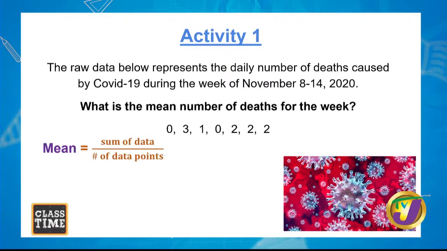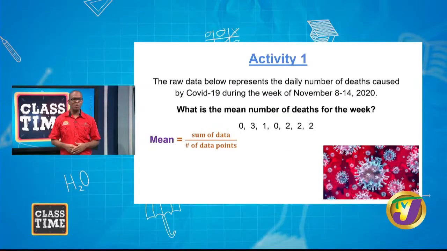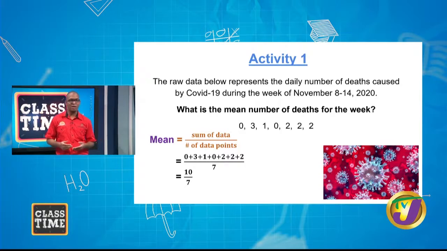Okay, you're seeing on the distribution that there are 7 numbers there representing each day of the week, right? If we wanted to find the mean, we would have to find the sum of all the deaths that occurred during the week and divide that number by 7. That would be 0 plus 3 plus 1 and so on, divided by 7, which is 10 divided by 7. That gives us a value of 1.43, and that is going to be rounded to 2 deaths per week.